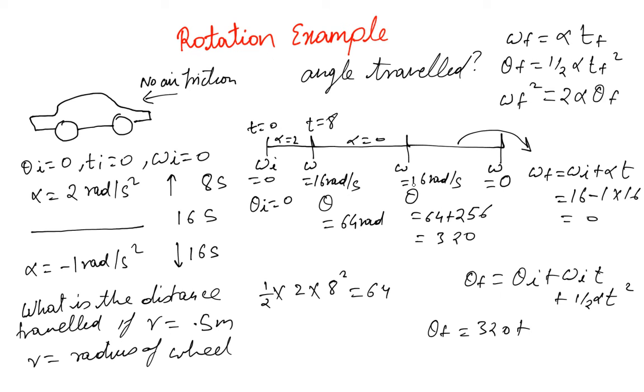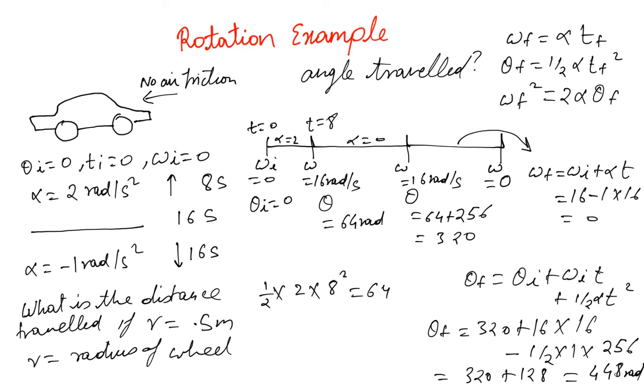plus, what is omega I? Now omega I is the angular velocity at the beginning of the section, which is 16. How long did it take? Well, it took 16 seconds in this part of the journey, multiplied by 16, minus half into 1 multiplied by t squared. It took 16 seconds, so it's going to be 256, and that gives us 320 plus 128, and that is nothing but 448 radians.